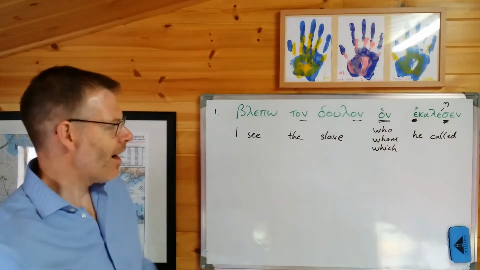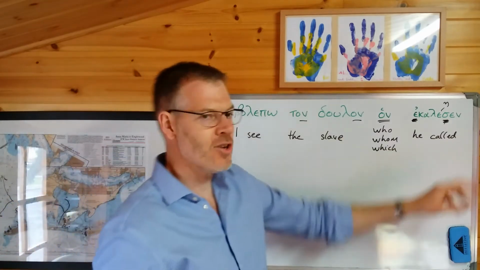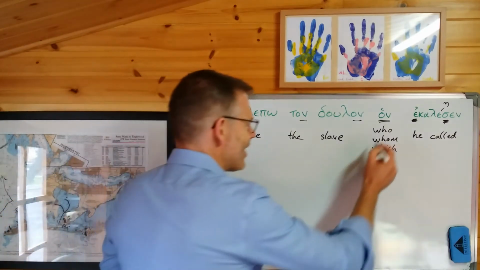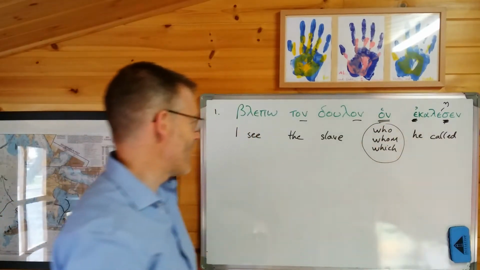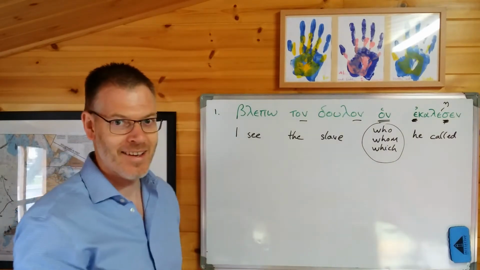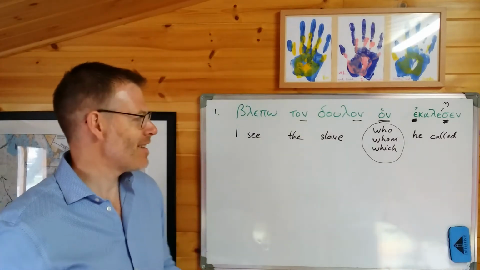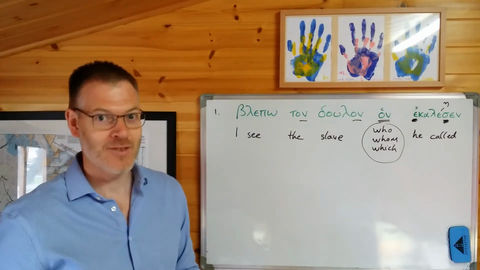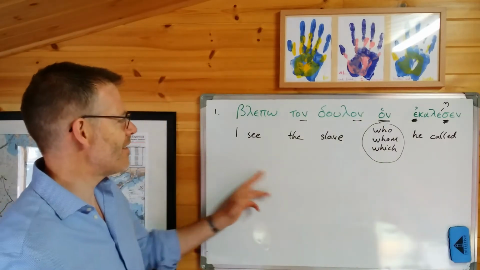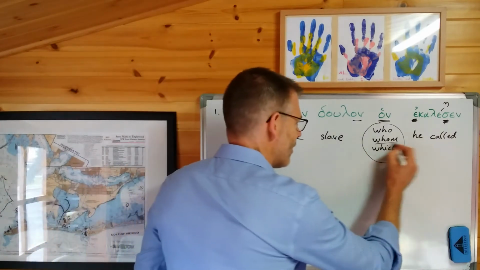Okay, I see the slave, then you've got who, whom, which, and he called. Now, here's where you start to see the benefit of identifying these three words, because as you write this down in this way, you can probably already see how you're going to complete this sentence. Can you already see how you can do it? If you had to pick one of these words and slap it in there: I see the slave whom he called.